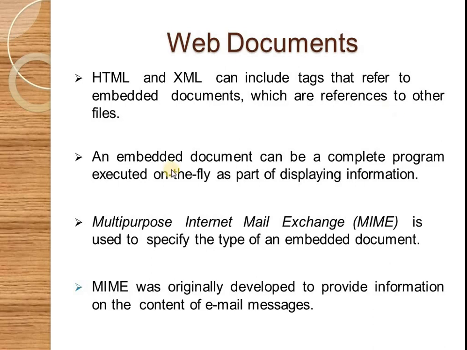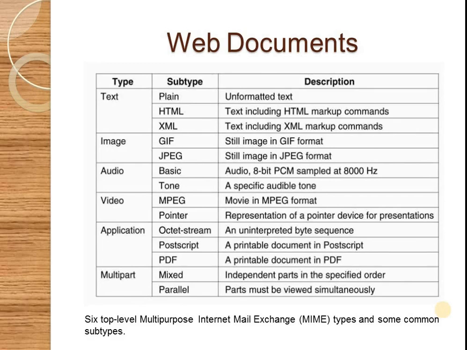MIME stands for Multipurpose Internet Mail Extensions and, as its name suggests, was originally developed to provide information on the content of a message body that was sent as a part of electronic mail. It distinguishes various types of message contents. MIME makes a distinction between top-level types and subtypes. The figure shows some of the top-level types and subtypes.